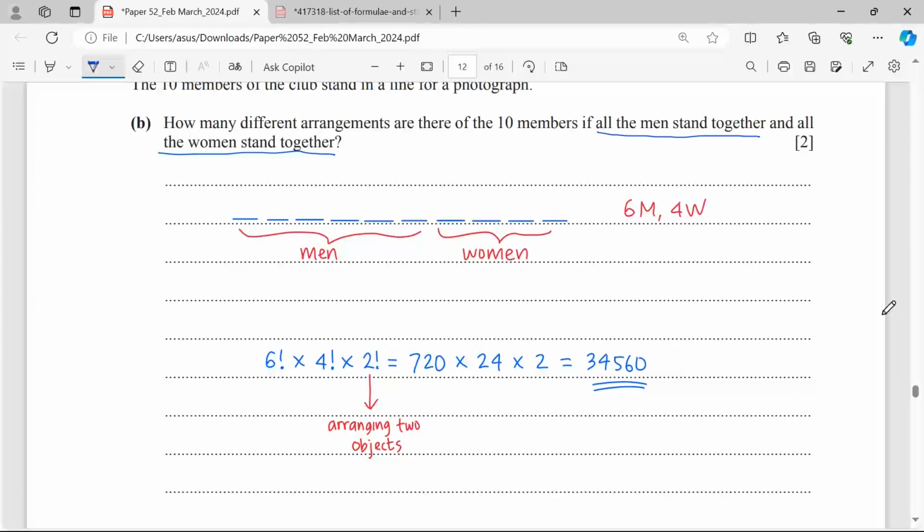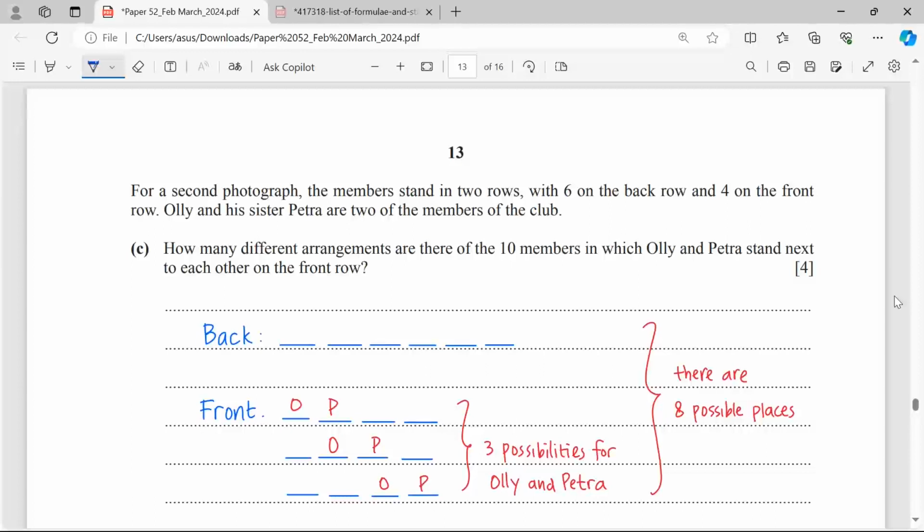Okay, the last question here. For a second photograph, the members stand in 2 rows, with 6 on the back row and 4 on the front row. Oli and his sister Petra are 2 of the members of the club. Part C. How many different arrangements are there of the 10 members in which Oli and Petra stand next to each other on the front row? Okay, so this is the condition. Oli and Petra stand next to each other on the front row.